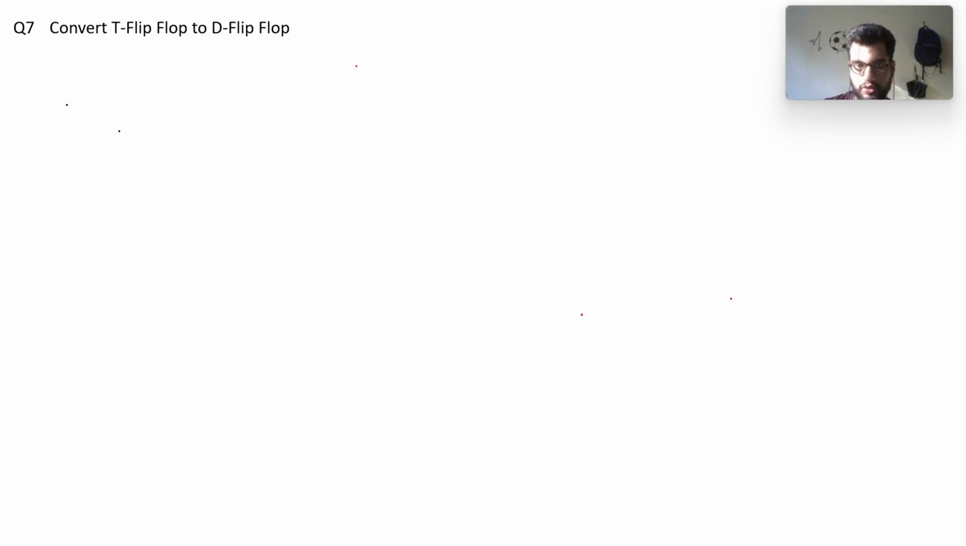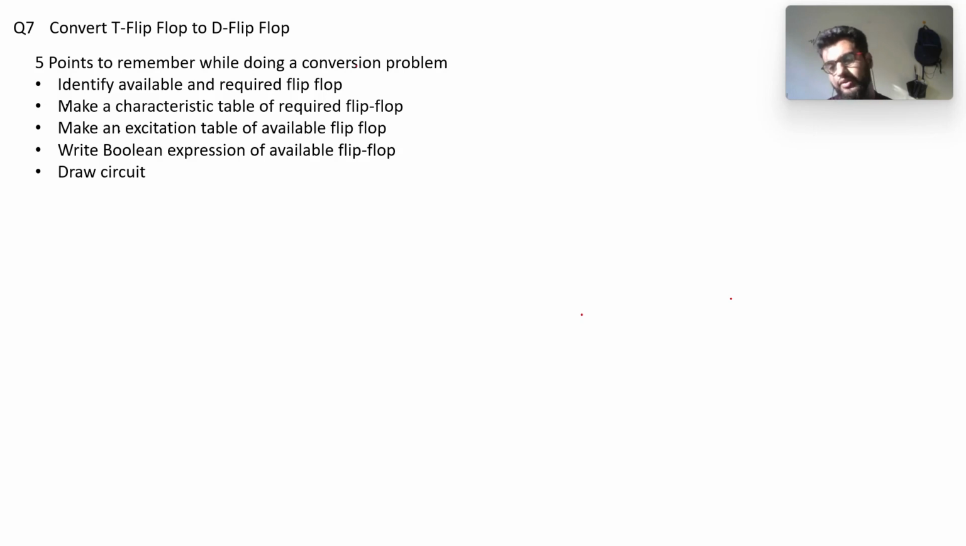So I have jotted down these 5 points which you should remember while doing these conversion problems. Number one, you need to identify your required flip-flop and your available flip-flop. Then you need to make a characteristic table of the required flip-flop. Then you need to make an excitation table of the available flip-flop. Then write down the Boolean expression of the available flip-flop. And finally, draw the circuit.